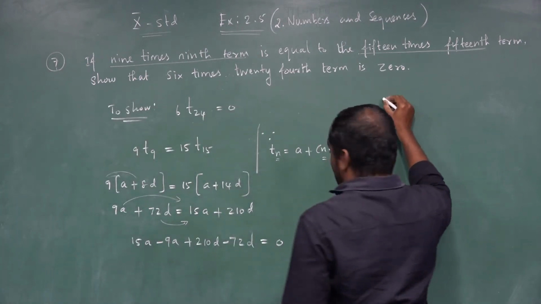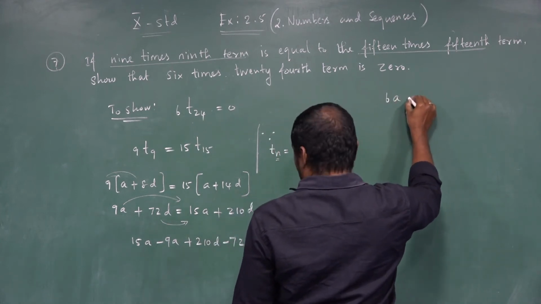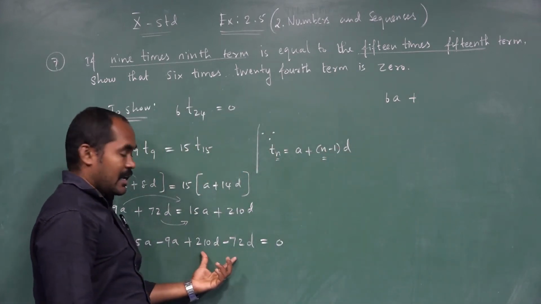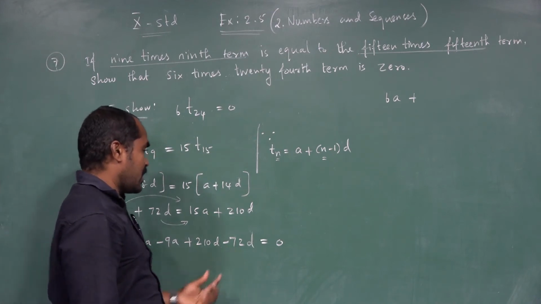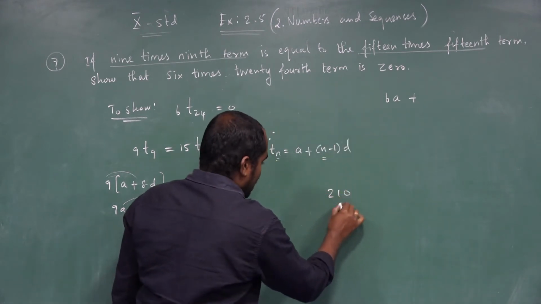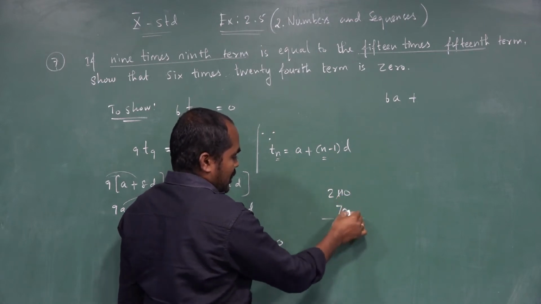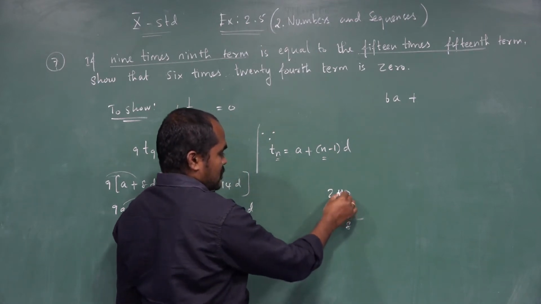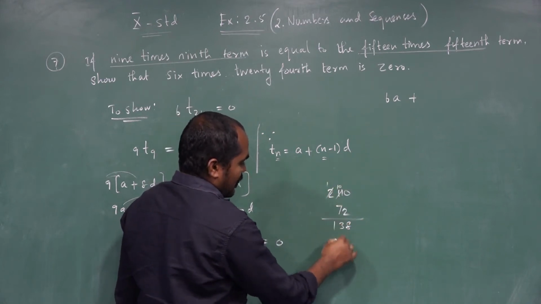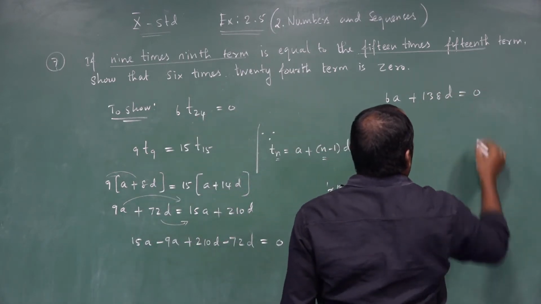So 15a minus 9a is what? 15 less 9 is 6, so 6a plus 210 minus 72. These are like terms. 210 minus 72: borrow 1, this becomes 10, 10 minus 2 is 8. Here 0, borrow 1 means 10, 10 minus 7 is 3. 1. So 138. So 138d equal to 0.